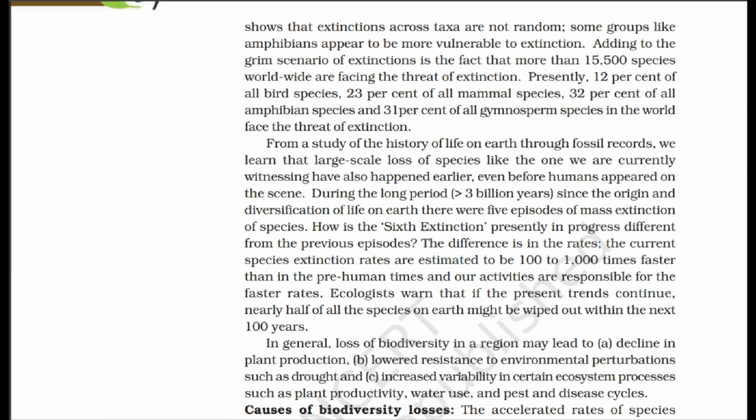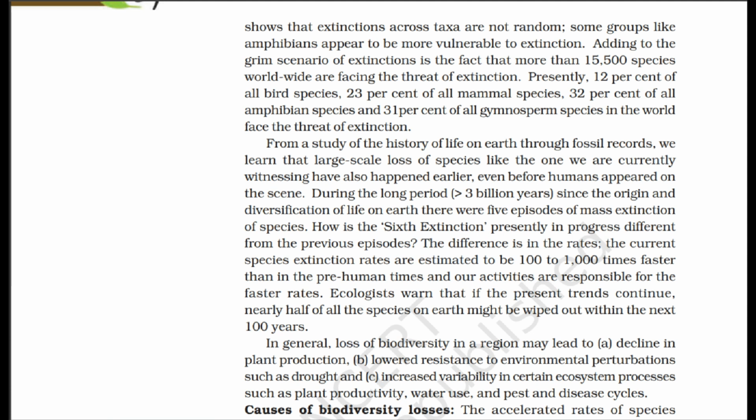In general, loss of biodiversity in a region may lead to a. Decline in plant production, b. Lowered resistance to environmental perturbations such as drought, and c. Increased variability in certain ecosystem processes such as plant productivity, water use, and pest and disease cycles.